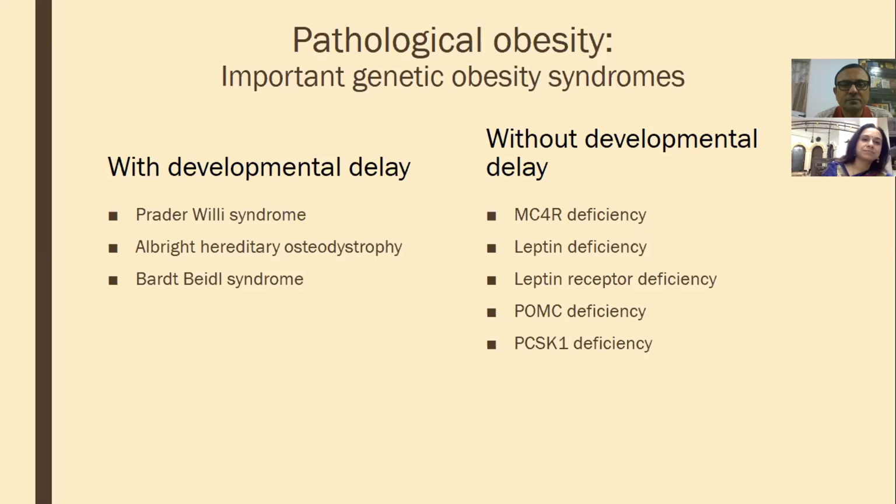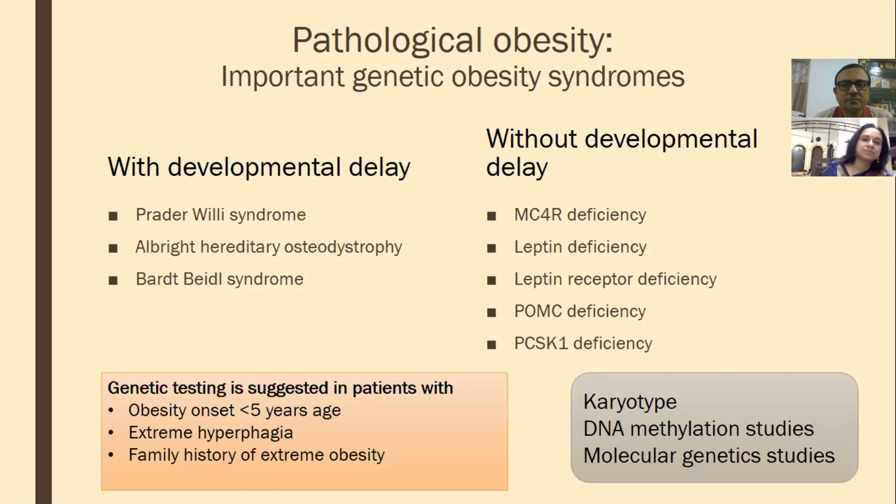So if we are thinking, when do we suspect these disorders? We suspect these disorders if there is early onset obesity, infantile or within the first few years of life, if there is an extreme obesity, if there is a high degree of hyperphagia, if there is a developmental delay associated along with the early onset obesity. These are the candidates for genetic testing, and one would like to offer them. Now, these studies are easily available for us in India also. Well, not easily, at a cost they would come, but they are available. The DNA methylation studies and the molecular genetic studies.